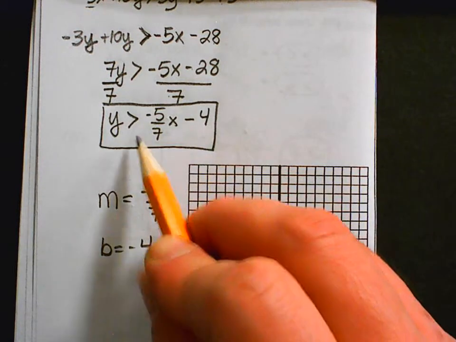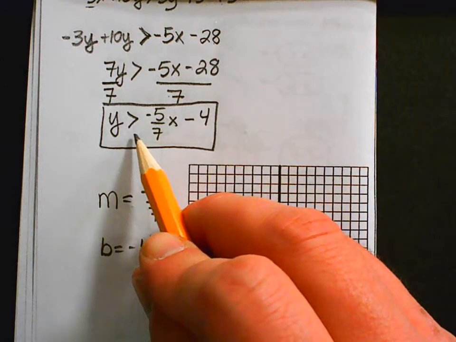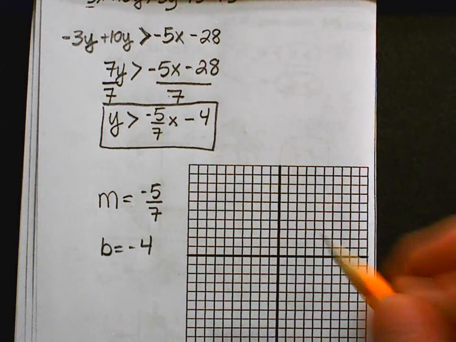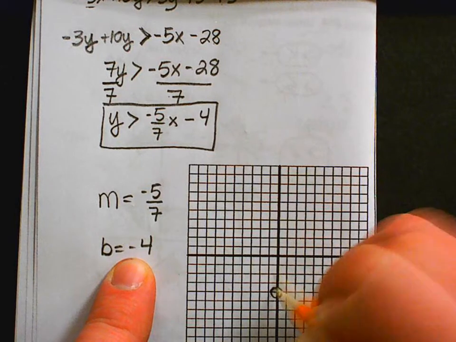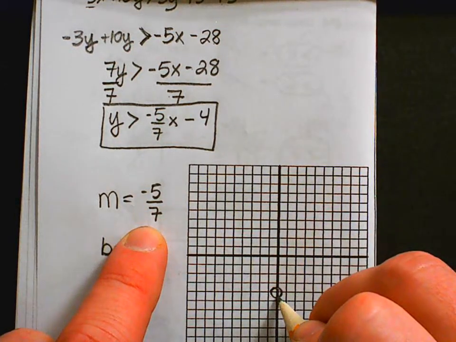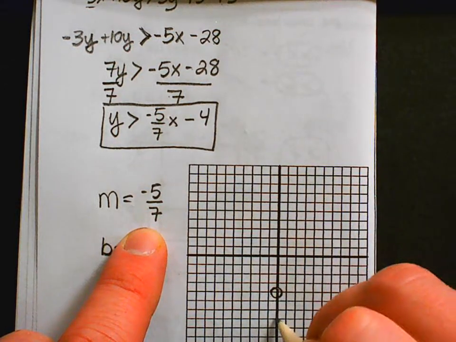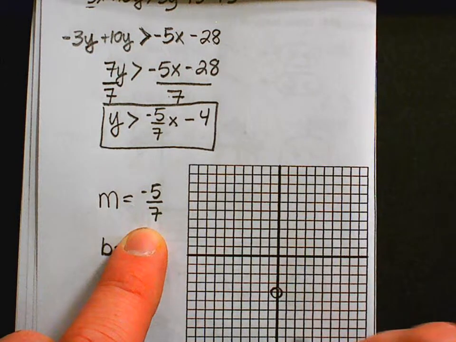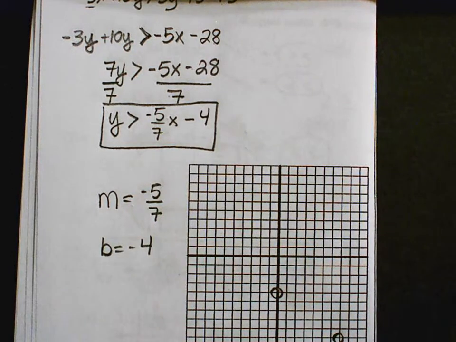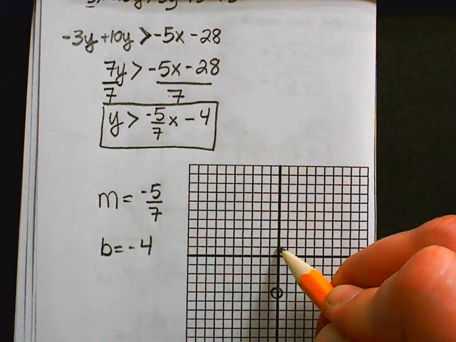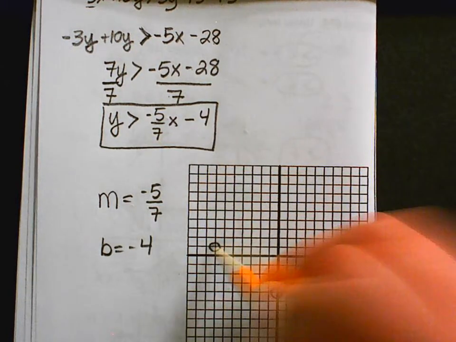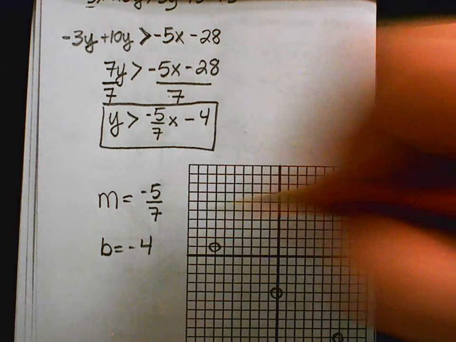According to this, we're going to use an empty circle because it's greater than; it doesn't have the little line underneath. So we're going to start at -4 with an empty circle. From there, we're going to go down 5: 1, 2, 3, 4, 5, and over 7. So there's where my next point is going to be. That's the only point I can do on the right. So I go back to the starting point, and I go up 5, over 7 to the other side. And that's the only point I can do on that side.